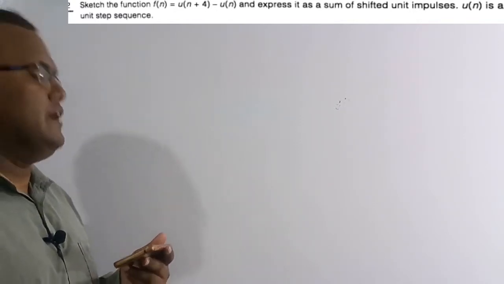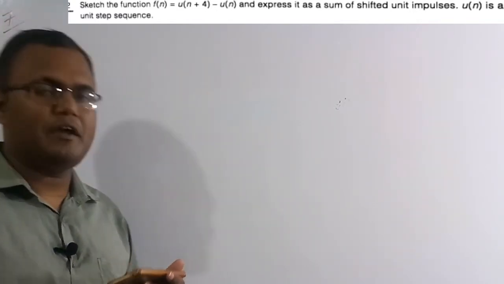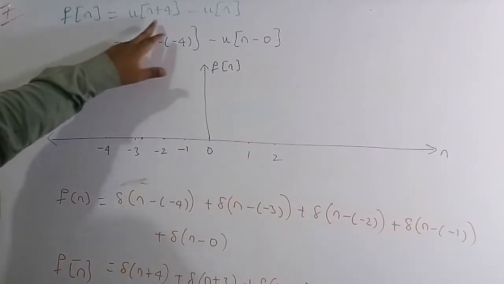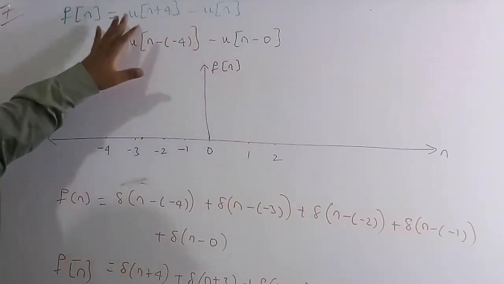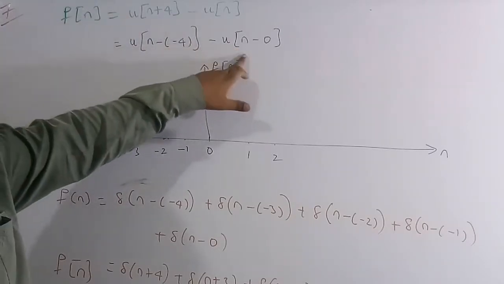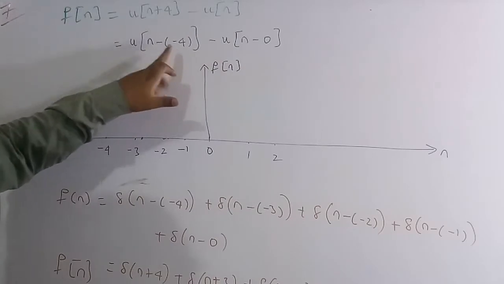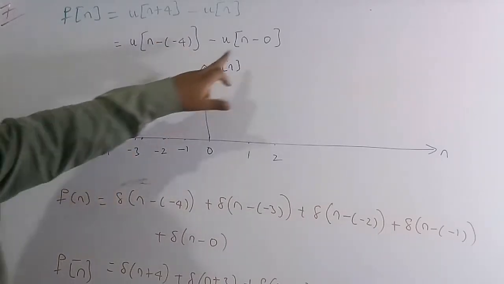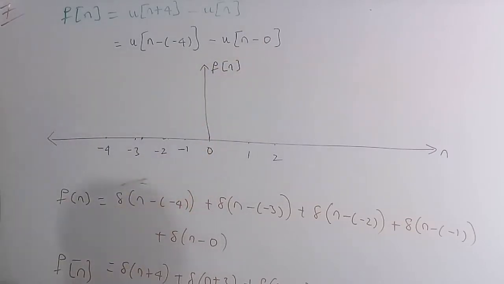So now this question was given in IS 2009 for 5 marks. So let's solve this numerical. In the question they have given f of n is equal to u of n plus 4 minus u of n. So now I am going to write it in standard form, which is u of n minus 4 minus u of n minus 0. So this signal, u of n minus 4, is nothing but, minus 4 is the point, and also n is equal to 0. These are the 2 points.